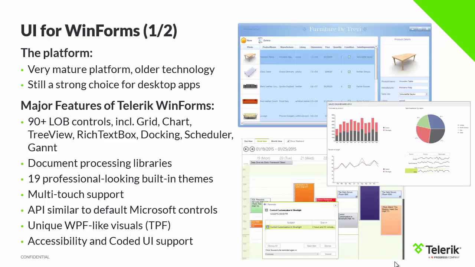Now, some of the major features within Telerik UI for WinForms include that we have 90 line of business controls, including the grid, chart, tree view, rich text box, docking, scheduler, Gantt, and more.